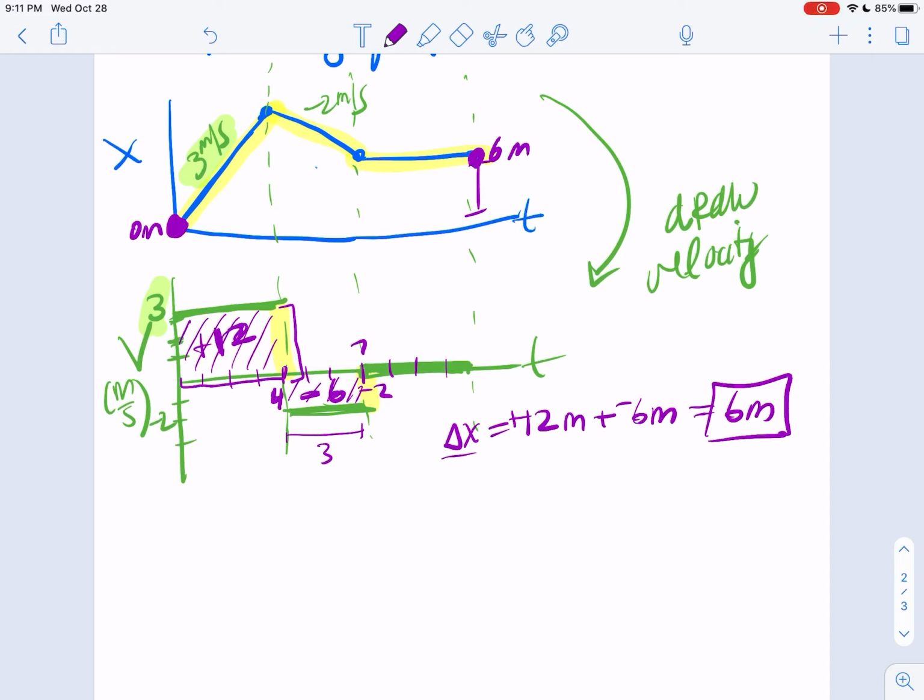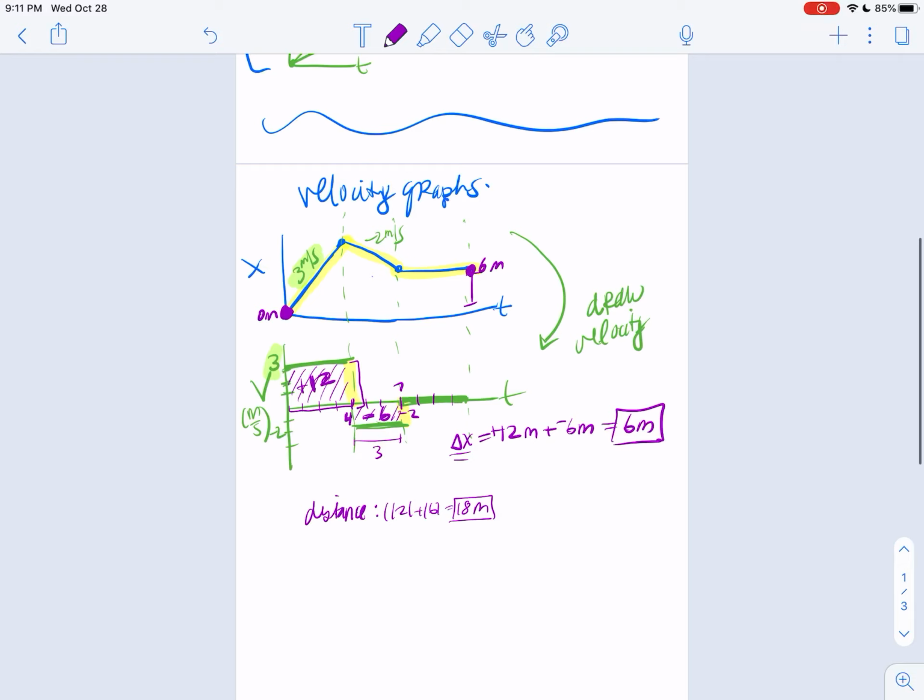So that's the required skills. Also, remember, if you're going on the little bit more advanced version, you could do the distance, which would just be the absolute values. So that would be a distance of 18, and then the numbers can get a little trickier. But that's the basics of what you need to know for the velocity graph and the position graph.